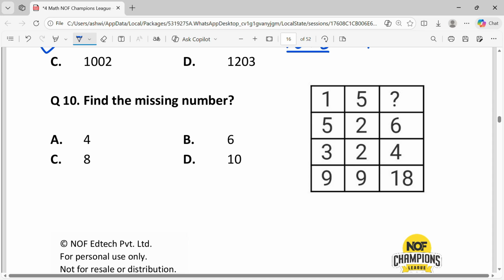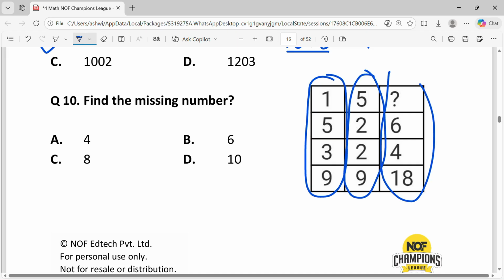Question 10. Find the missing number. In the given figure, we can see the pattern: in each column, the sum of the top 3 numbers is the fourth number. That is 1 plus 5 plus 3 is equal to 9. 5 plus 2 plus 2 is equal to 9. So question mark plus 6 plus 4 is equal to 18. That is 8 plus 6 plus 4 is equal to 18. So the answer is C, 8.